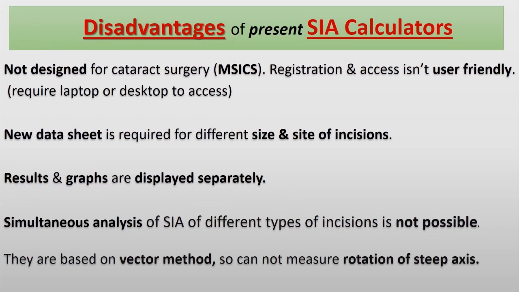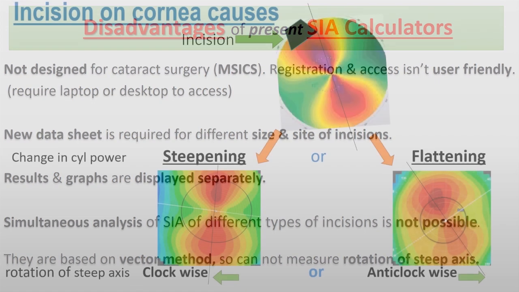Disadvantages of the present SIA calculators are that the registration and access is not user friendly. Every time a new data sheet is filled if the size or site of incision is changed. Simultaneous analysis of different types of incision is not possible. They are based on vector methods, so they can't measure the rotation of the steep axis.